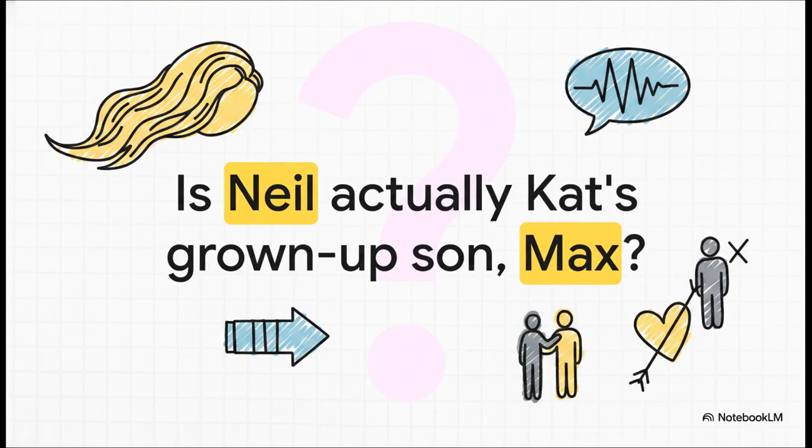Before we wrap up this explainer, I want to leave you with one final, wildly popular fan theory. Is Neil actually Kat's grown-up son, Max? Think about it. If you spell the full name Maximilian backwards, the last four letters form Neil. They share the same posh English accent, the same hair color. Was the protagonist protecting Kat the whole time simply to save his future best friend? Does that alter how you view Neil's ultimate sacrifice? I'll leave that provocative thought with you.